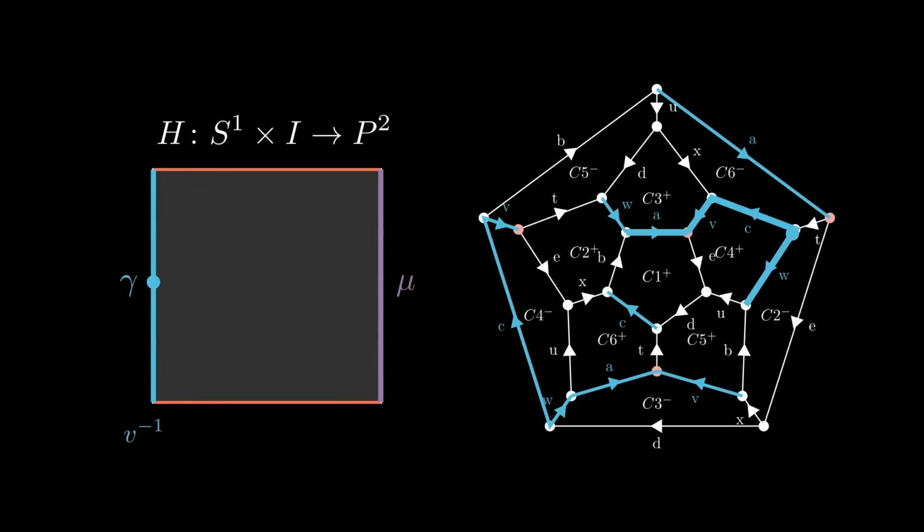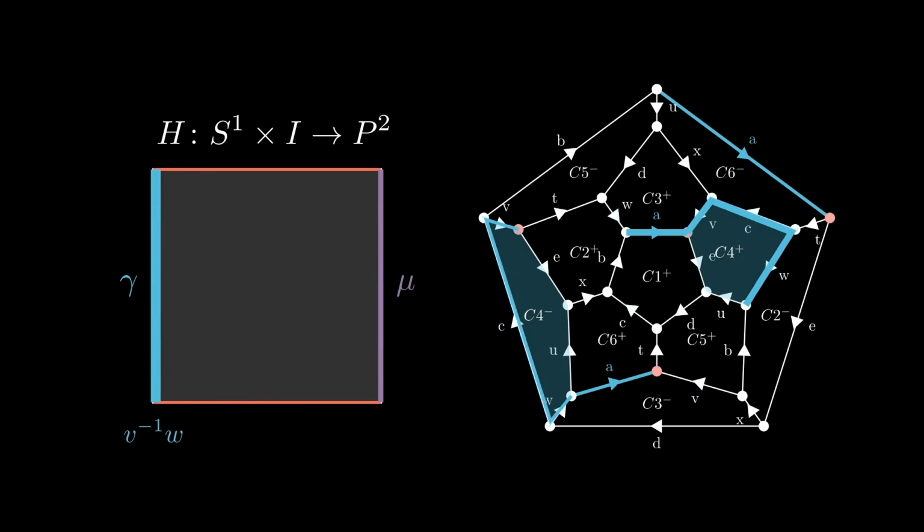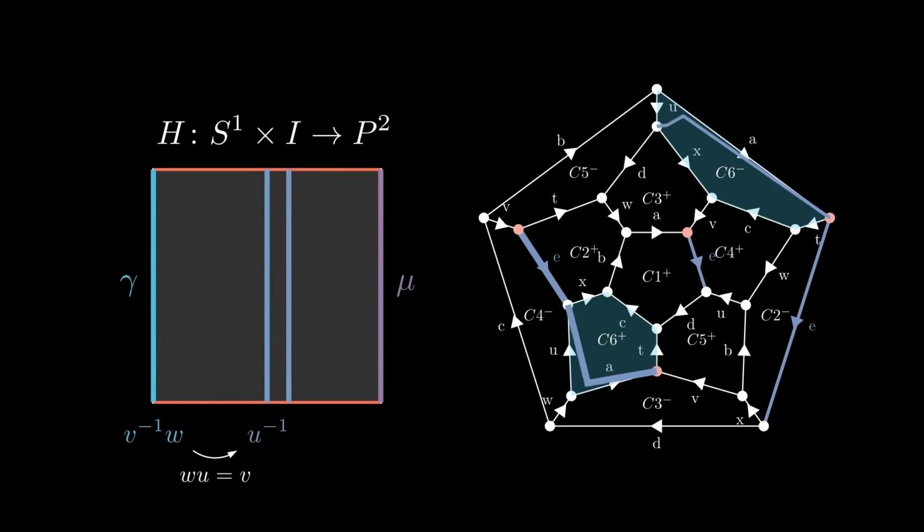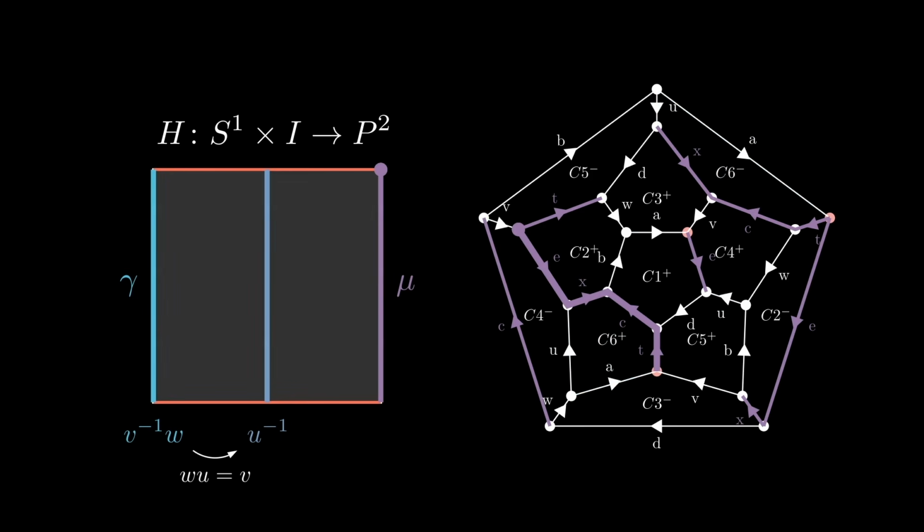Taking a closer look at a homotopy in the two skeleton, as we begin sliding gamma towards mu, we see that the loop slides across a disk, in this case C4. As this happens, we apply the corresponding relation coming from C4 to the reduced word. As we continue sliding toward mu, we slide across another disk, this time C6. Again, we apply the relation from C6 to the reduced word.